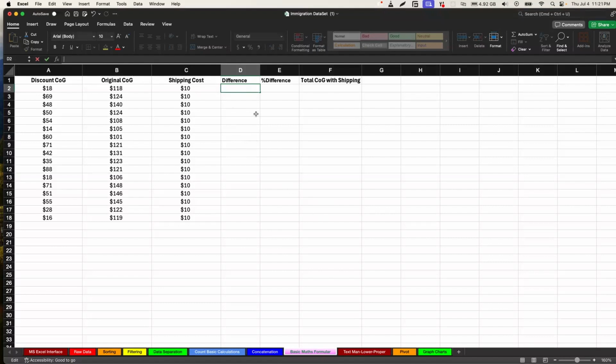In this case, we'd like to get what is the difference between the cost of good, the original cost of good, and then the discount when it is applied.